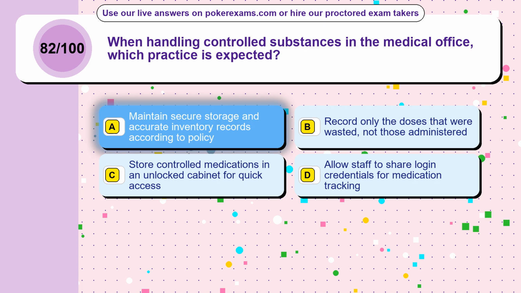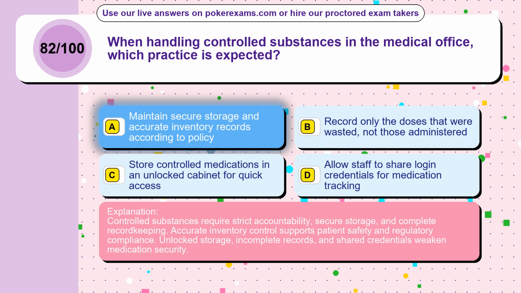The correct answer is option A, maintain secure storage and accurate inventory records according to policy. Controlled substances require strict accountability, secure storage, and complete record keeping. Accurate inventory control supports patient safety and regulatory compliance. Unlocked storage, incomplete records, and shared credentials weaken medication security.